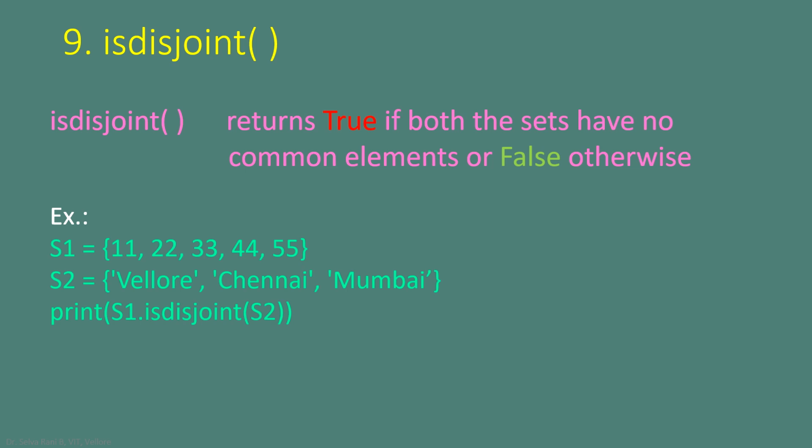Let us consider an example in which S1 and S2 are having elements as we had seen earlier. S1.isdisjoint(S2) will return true. But here, if we have S1.isdisjoint(S3), then it will return false, since we have common elements in S1 and S3.